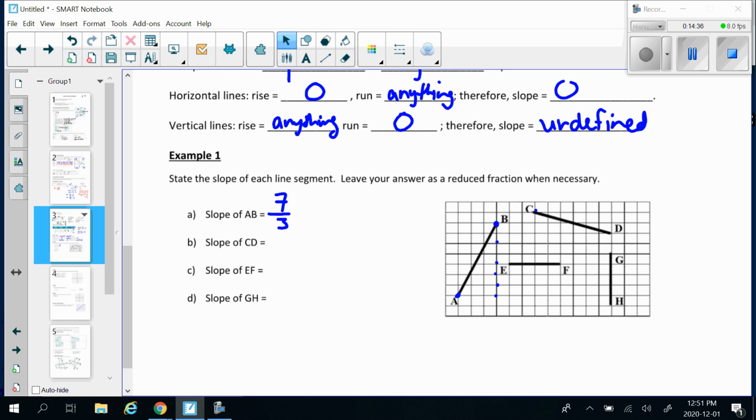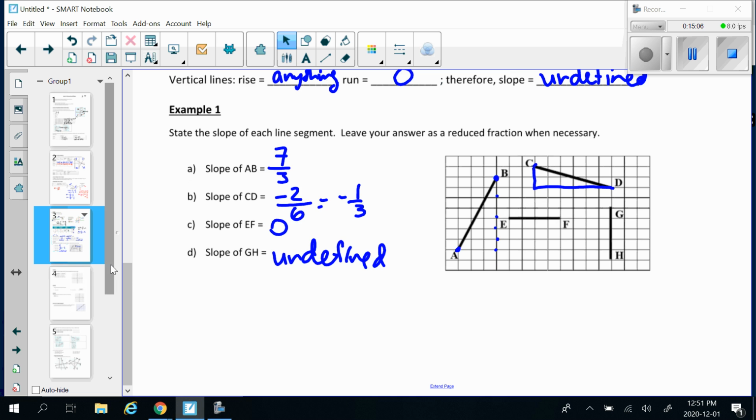The slope of CD, if I'm running the rise, I'm rising by -2 and I'm running by 1, 2, 3, 4, 5, 6. And I can't leave it like that, -1/3. And if you're not sure if you got the correct sign, let's see, from left to right, am I falling down the mountain? I am. Should be negative. The slope of EF is, of course, 0 because it's a horizontal line. And then the slope of GH would be undefined. A slope is the steepness of a graph.